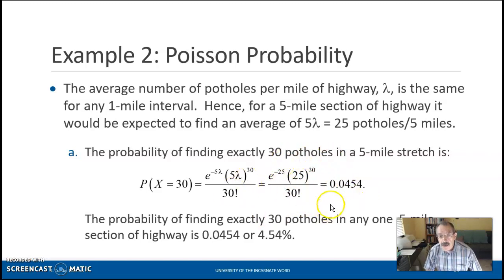If you carry out this calculation, you find the probability is 0.0454. Therefore, we say the probability of finding exactly 30 potholes in any 5-mile section of a highway is 0.0454, or 4.54%. All right, so this is the first part of the problem.